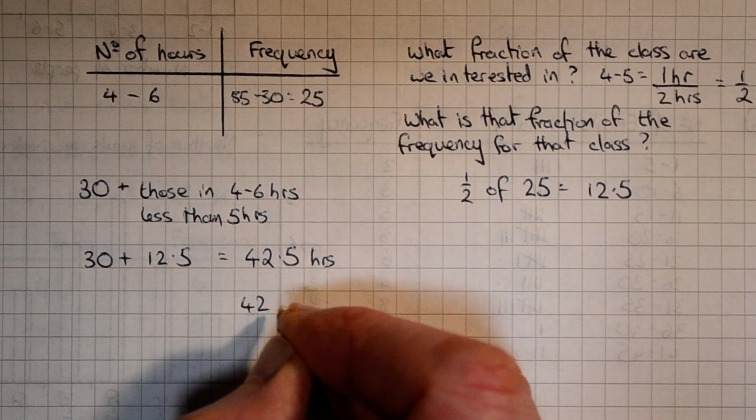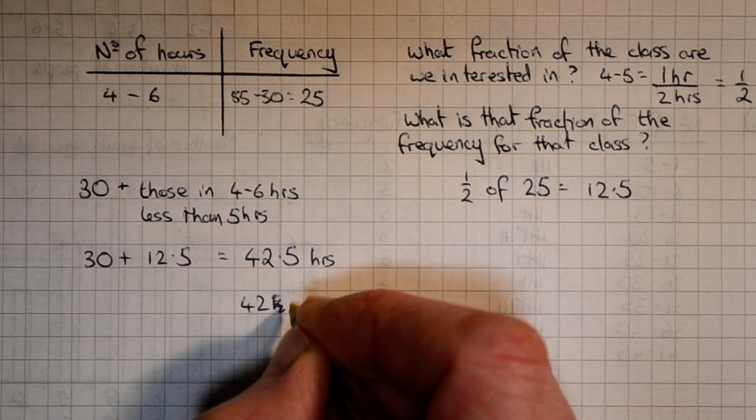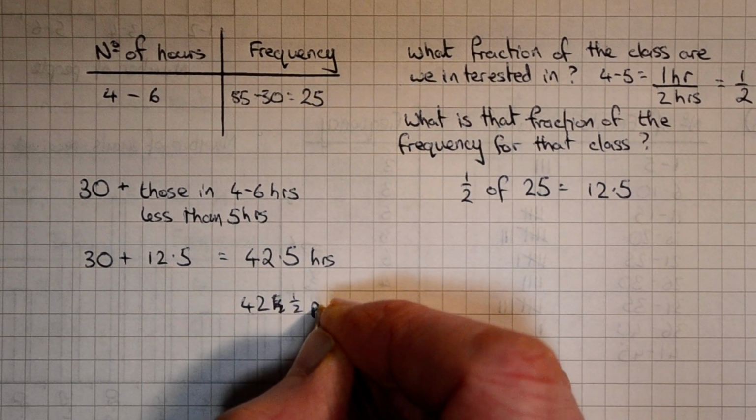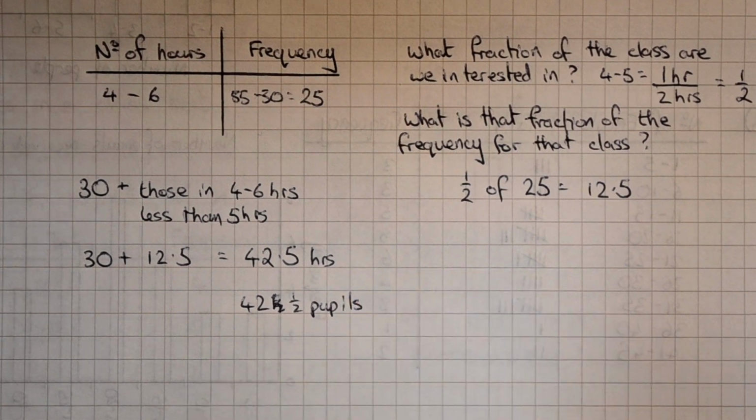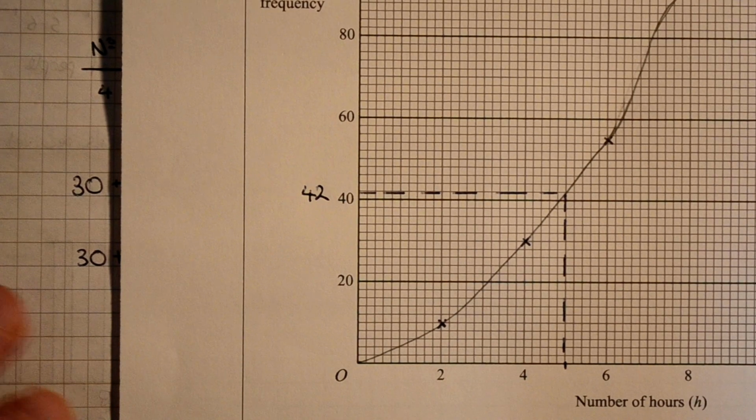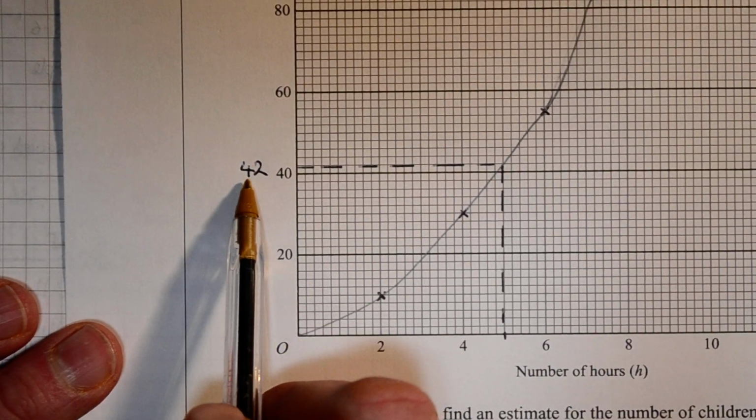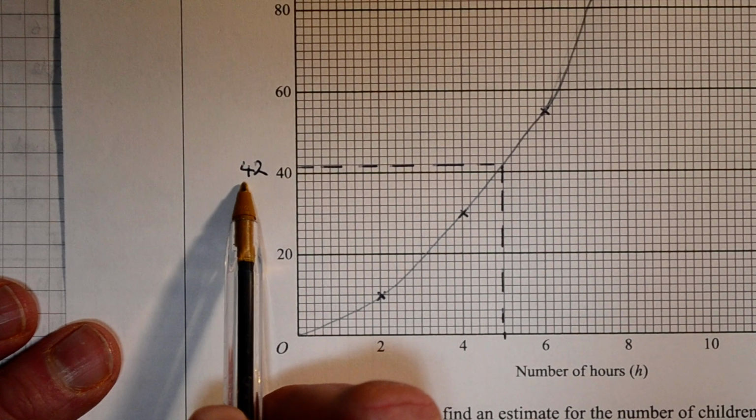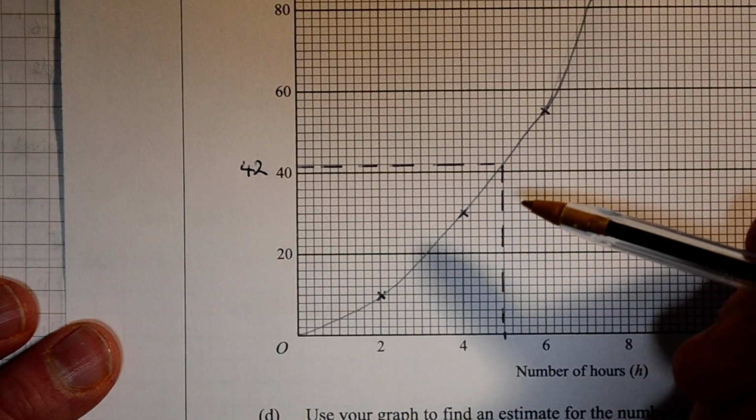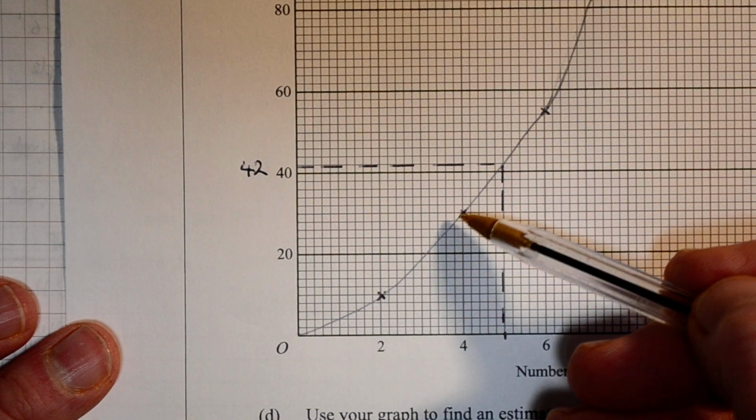or 42 hours, sorry, 42 and a half pupils. So if we just compare that to the value that we had from reading off the graph, you can see it's very similar, and we would have got 42.5 if this had been an exact straight line.